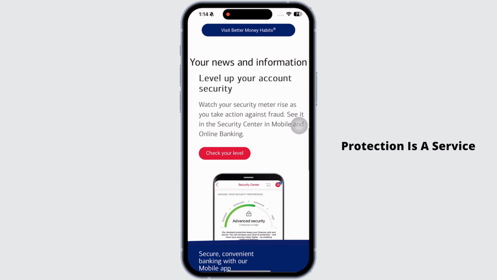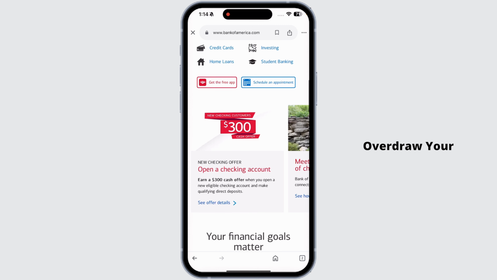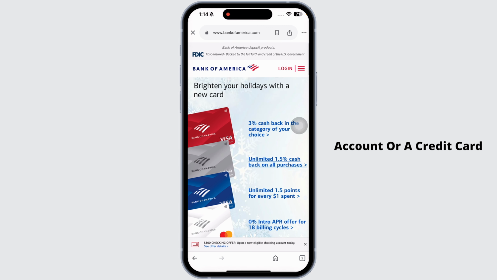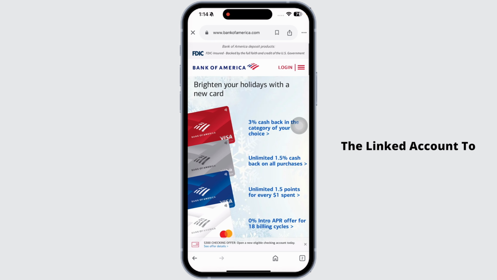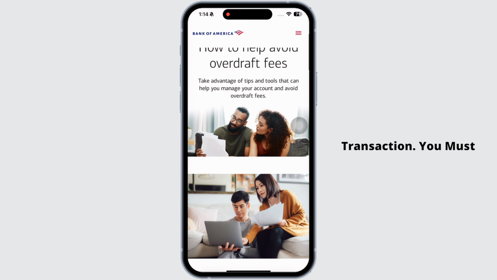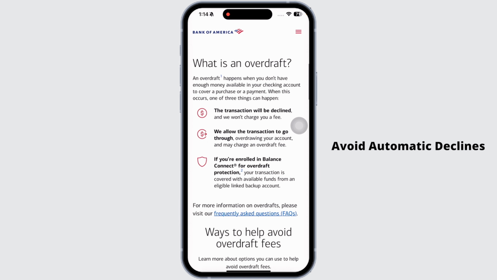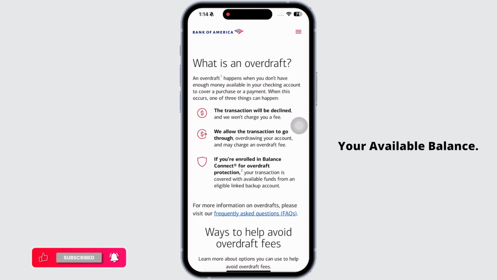Overdraft protection is a service that allows you to temporarily overdraw your account, usually by linking a savings account or a credit card to your checking account. This way, if your checking account runs out of funds, the money will be transferred from the linked account to cover the transaction. You must opt in for overdraft protection to avoid automatic declines on purchases or transactions that exceed your available balance.